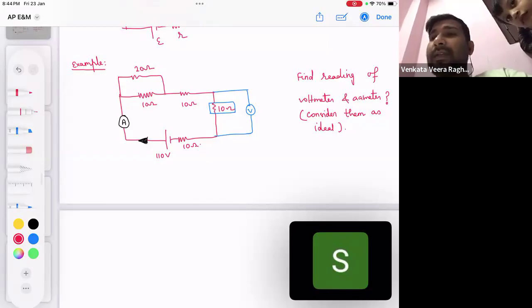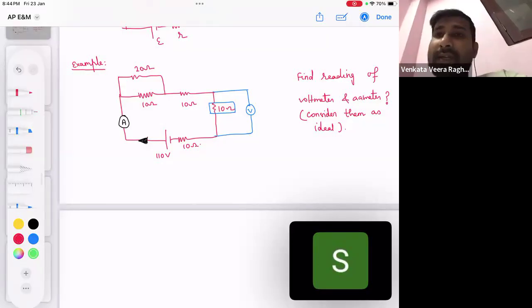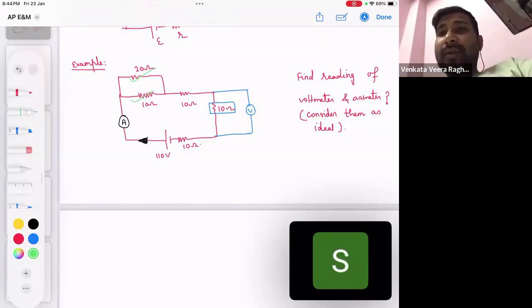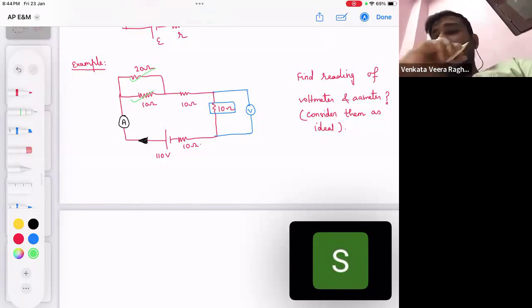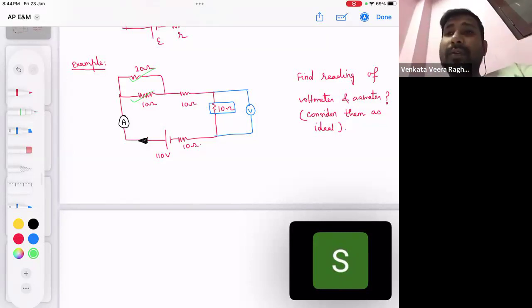Tell me, is the voltmeter resistance going to affect our circuit? No, it's an infinite resistance, so it will just measure the voltage. It will not contribute anything to the current, isn't it? Same thing for the ammeter also. Now if you look at that, can you tell me how this 20 ohm and 10 ohm are connected? You can say this 20 ohm and 10 ohm are connected in parallel.